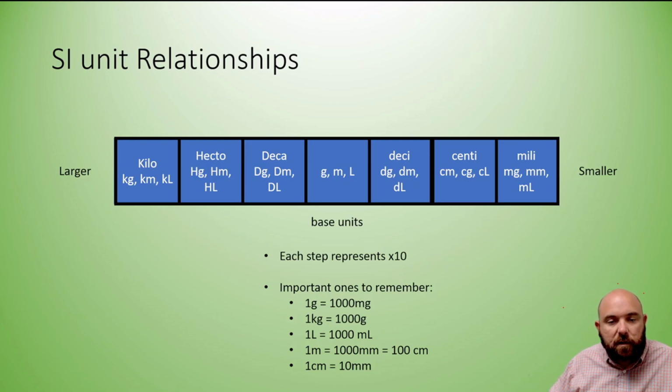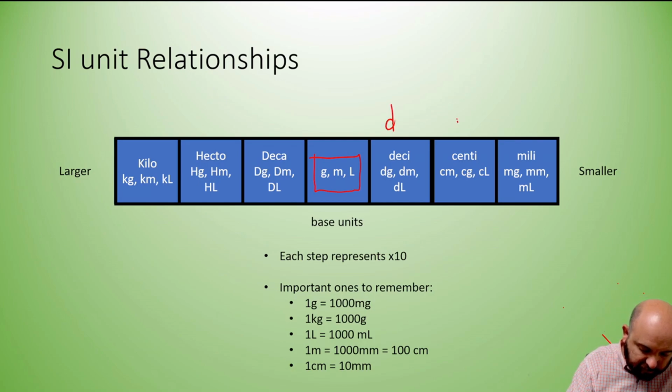Sometimes you may need to determine your own conversion factor based on the relationships between different SI units and what prefix is in front of them. To do so, you may want to look at a chart somewhat like you see here, where we have the base units in the middle and each of the prefixes laid out in steps beyond them. We have the lowercase d for deci, the lowercase c for centi, and the lowercase m for milli. And we have capital D for deca, capital H for hecto, and capital K for kilo.